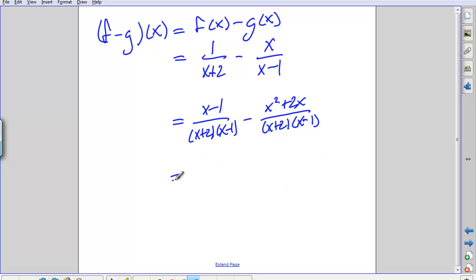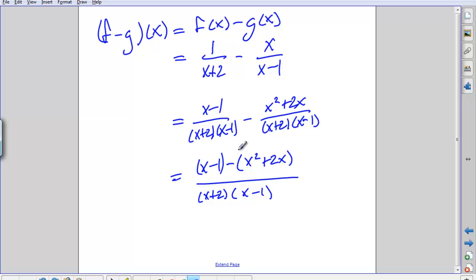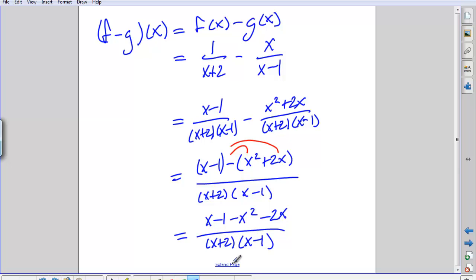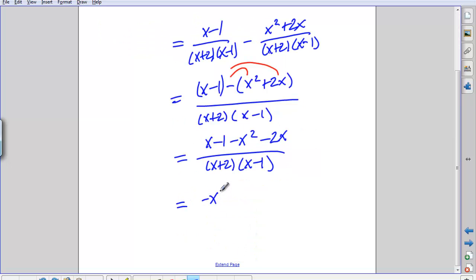Now when I put this together, I've got to be careful pulling these numerators together because I'm subtracting now. So I've got to be more careful about my signs. Strictly speaking, I'm looking at this second piece here needing to distribute this minus sign through. So I get x minus 1 minus x squared minus 2x. And then I can combine some like terms here. I'm going to get a minus x minus 1 for that numerator. And there's my final answer for f minus g of x.